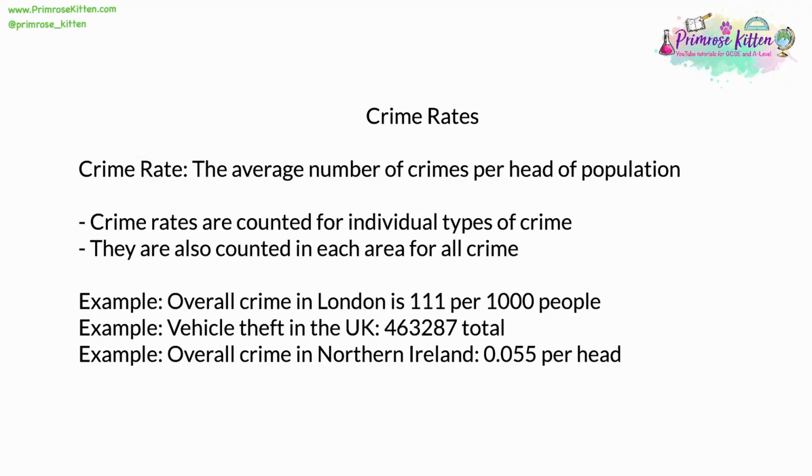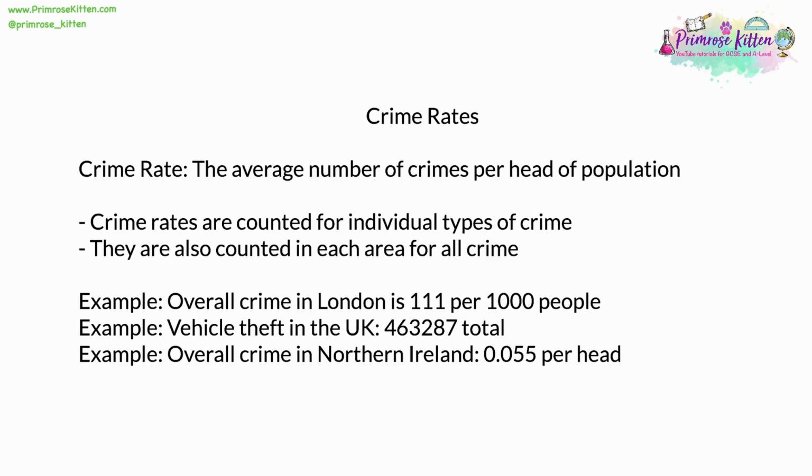Crime rate is the average number of crimes per head of population. They're counted for individual types of crime, burglary, murder, assault for example. They're also counted in each geographical area for all crime and types of crime. So they will, for example, be counted in North Yorkshire, both for all crime and for specific crimes. We've got 3 examples here.